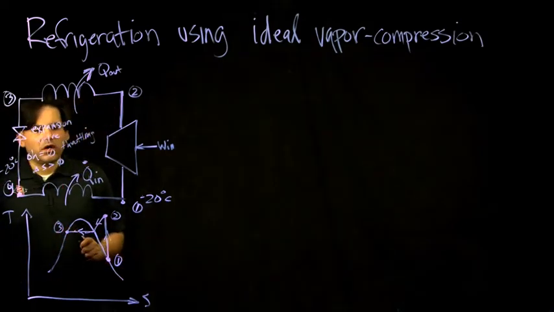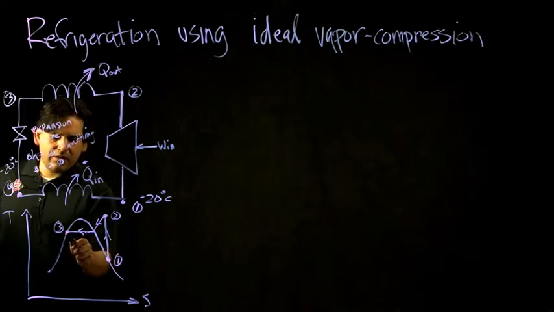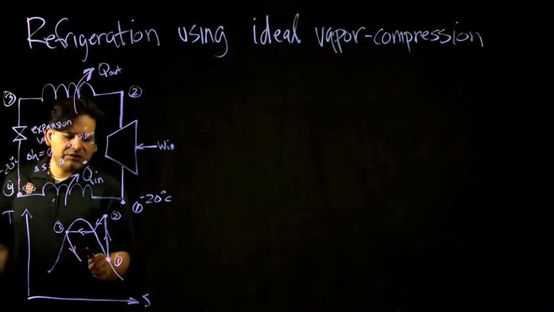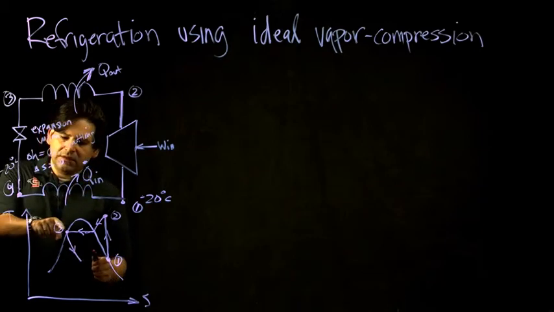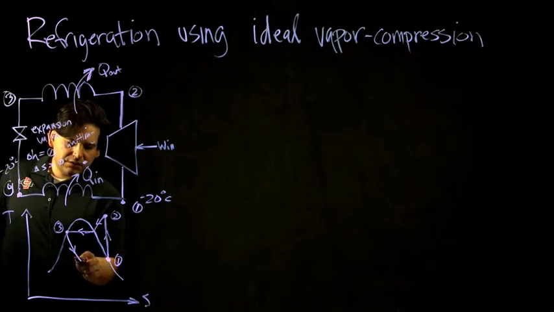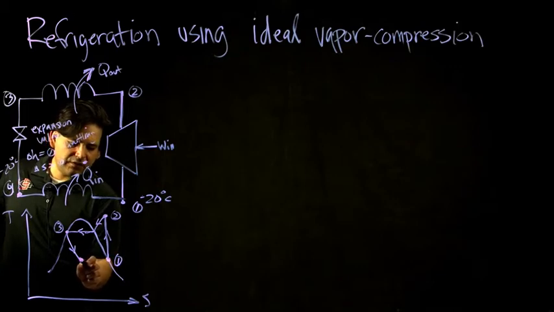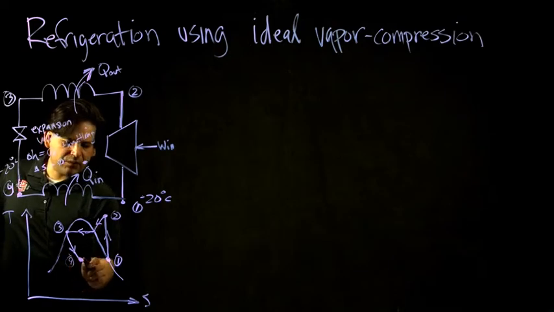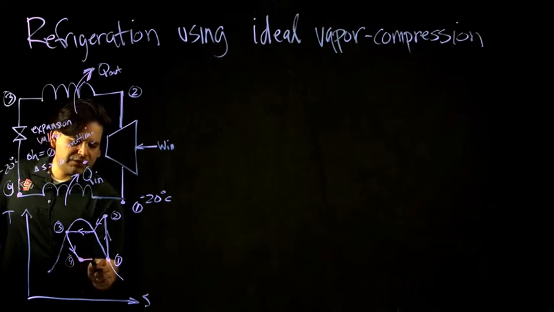Then the throttling process is carried out at constant enthalpy, but you gain entropy. You expand the saturated liquid into a mixture. So this becomes a saturated mixture down to this original working pressure at the evaporator stage. So this is the evaporator.